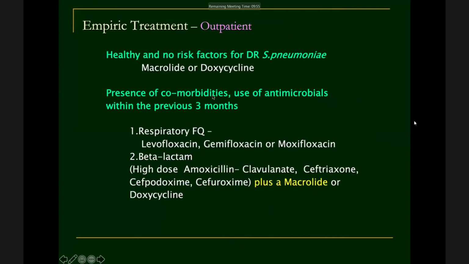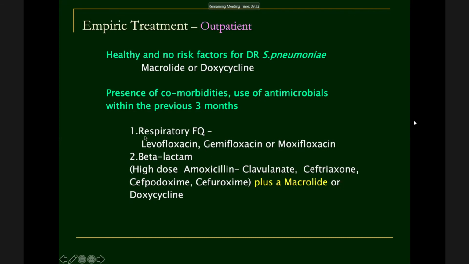And then the presence of comorbidities, and use of antimicrobials within the previous 3 months. So if there is a history of use of antimicrobials within the previous 3 months, then you have to choose different groups. If the patient is not taking any beta lactams, then you can choose the respiratory fluoroquinolones. If the patient has taken the fluoroquinolones, then you can change to beta lactams. So that's how you are going to change.